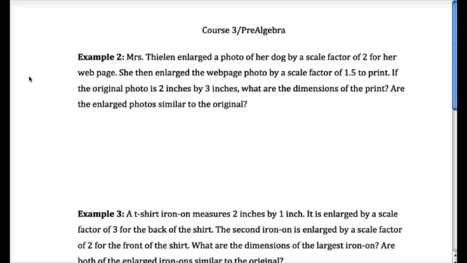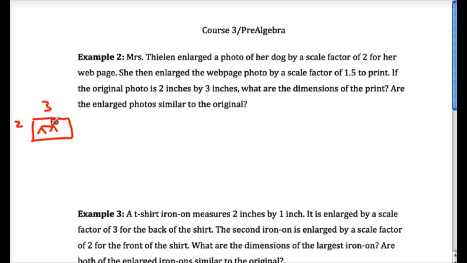All right, so Miss Thielen took a photo of her dog and did a scale factor of 2 for her web page. She then enlarged the web page photo by 1.5. So she went this, and then she went that. Okay, so she did it twice to print it. If the original is 2 by 3, what are the dimensions of the print? Are the enlarged photos similar to the original? All right, draw a small rectangle, guys, because it's only 2 by 3. There's the original picture of Miss Thielen's dog.